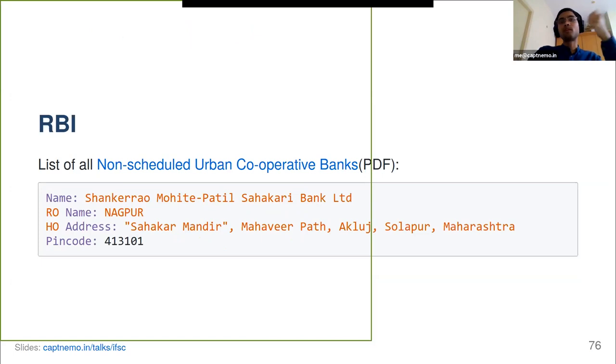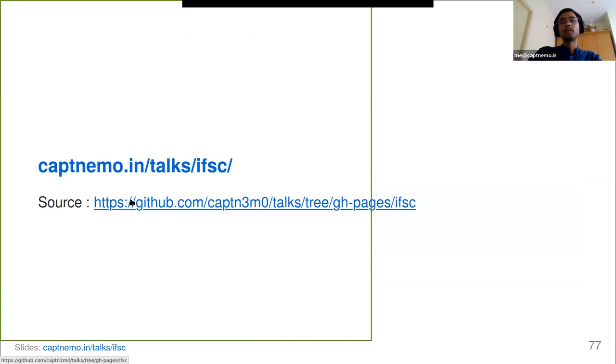The problem with this is, again, there's no given four-character code for the bank, so we don't have a single easy way to actually refer to this bank within our code, and it makes things much more difficult. But yeah, that's all I have.